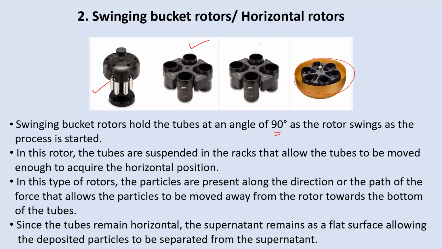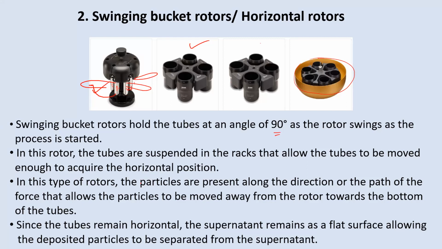Okay. So initially when we saw the first previous rotor, it was 45, this is 90. And the tubes are suspended in the racks that allow the tubes to be moved enough to acquire the horizontal position. So you can see now this steel container, actually, this is just vertical to the surface. Now once I apply the speed to it, once the thing starts rotating, the position will become like this. So the tubes are going to be like this. All of the tubes will be like this. So they come at an angle of 90 degrees. So that's what is a swinging bucket.